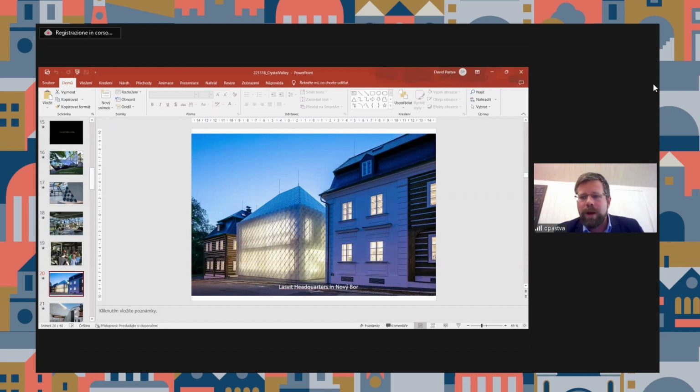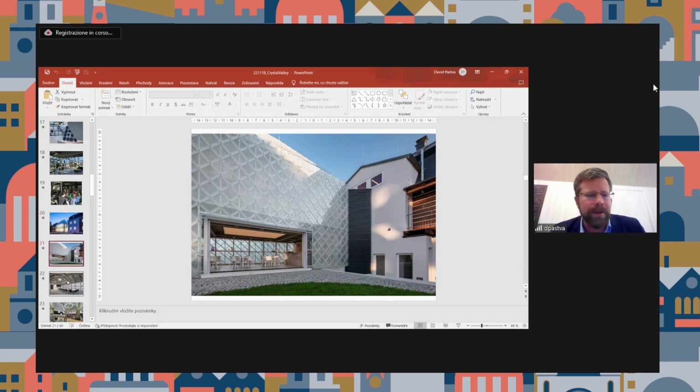Here is another example of modern architecture in our region. A very nice connection between historical and modern architecture. Here you see one of the most famous and important companies producing chandeliers and lighting objects. That's the Lasvit company, and it's their headquarters in Nový Bor, which is the glassmaking town. And here you see the architecture, which was awarded the Design Award Prize in 2020. So that is already headquarters, that means offices, but there are also guided tours for visitors.